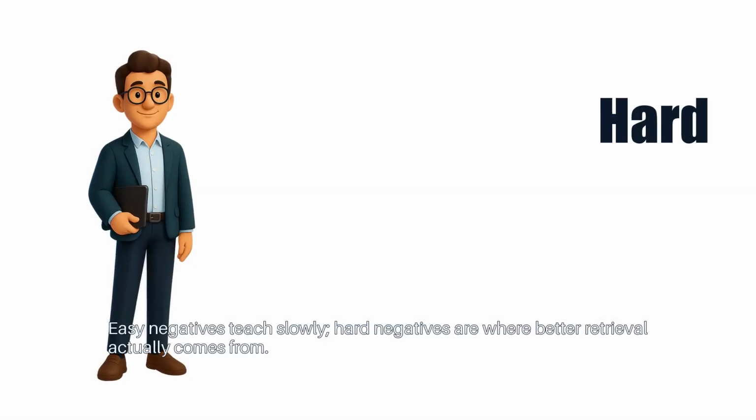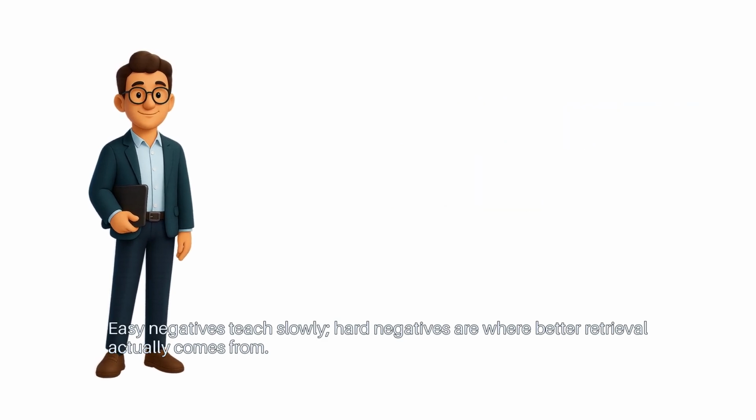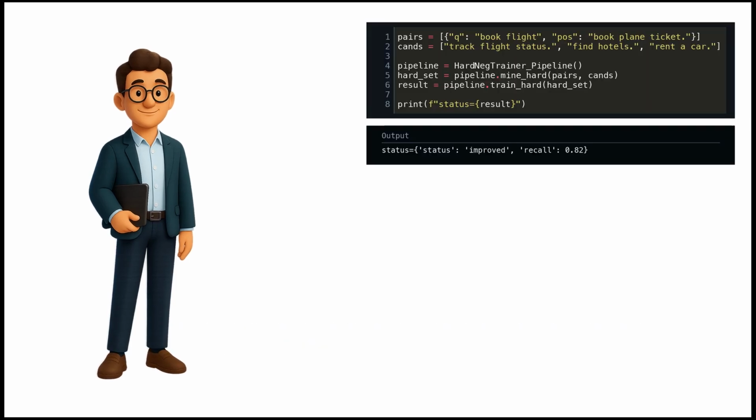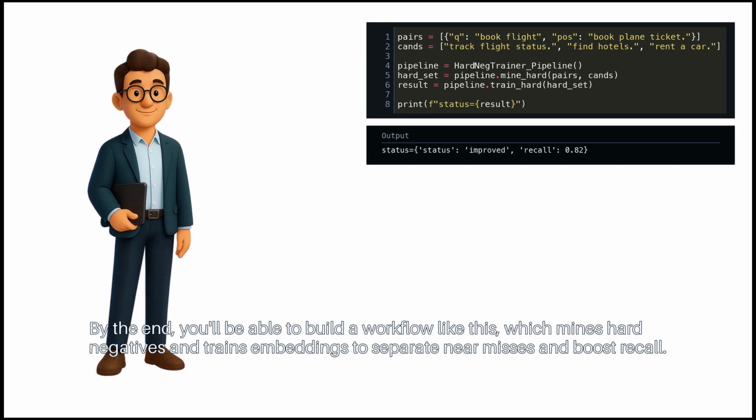Easy negatives teach slowly. Hard negatives are where better retrieval actually comes from. By the end, you'll be able to build a workflow like this, which mines hard negatives and trains embeddings to separate near misses and boost recall.